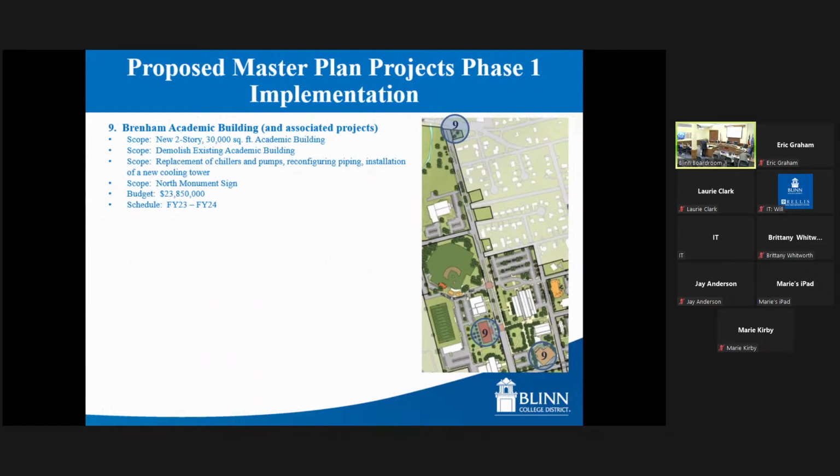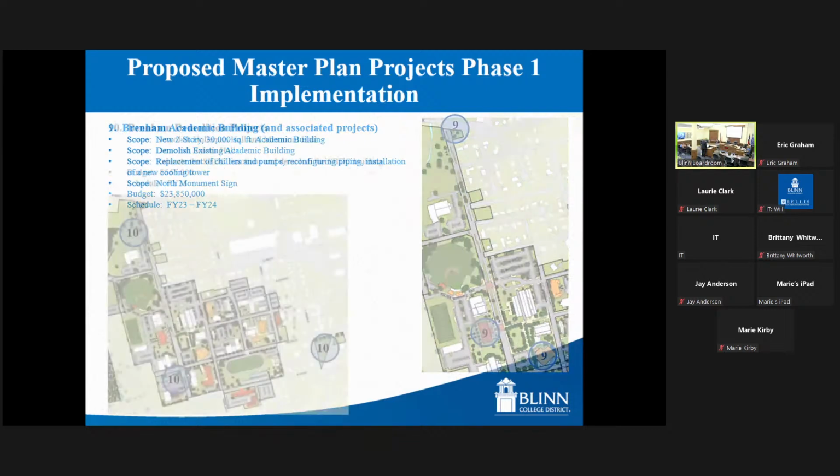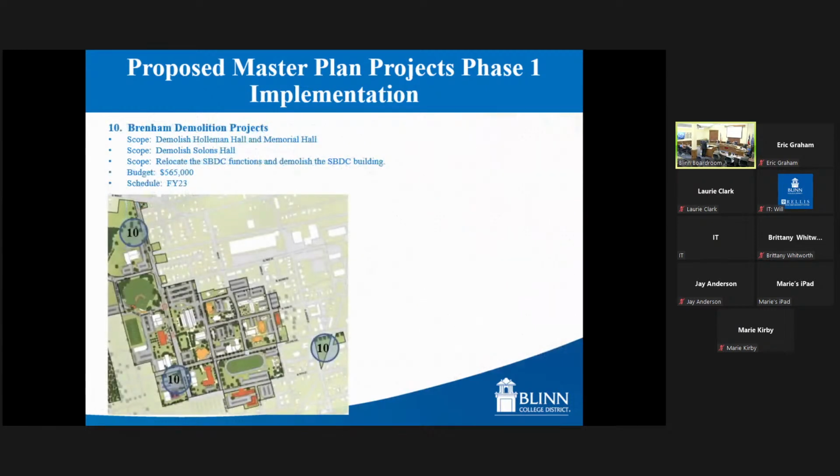Any other questions on this slide? All right, so again, $23.85 million project that we would look to do in the 23-24 timeframe. The next project on the list is our Brenham Demolitions project. This is a project that would demolish Holloman Hall and Memorial Hall over here on the right side of campus, the triangle over by the railroad tracks. We would also demolish Solon's Hall, and those would be available for demolition once the new P3 is done next summer. We would be able to move students around and gain that added capacity.